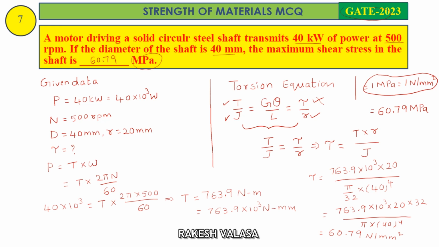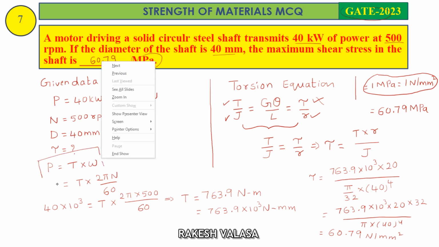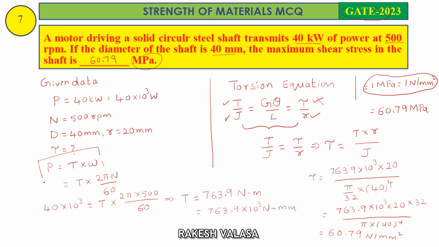For solving these types of problems, we need to remember two equations. One is the relationship between power and torque, that is P equal to T into omega. Second equation, the torsion equation, this one, T by J equal to tau by R. Then only you can find any type of unknowns from these equations.